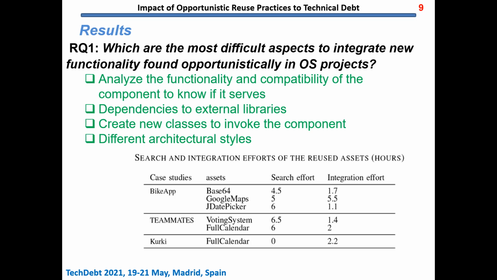In the case of Kurki, we can see that the search effort for the full calendar or event manager system is 0 because it was the same one as the one we reused for the Teammates project.